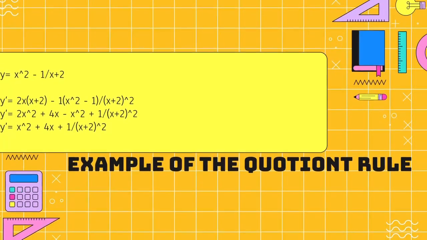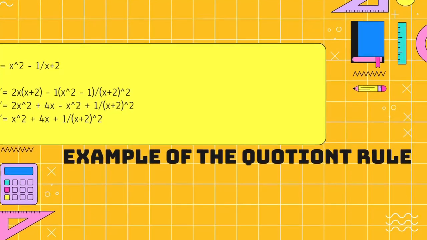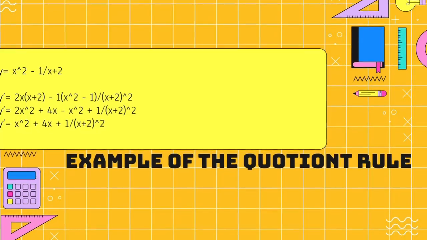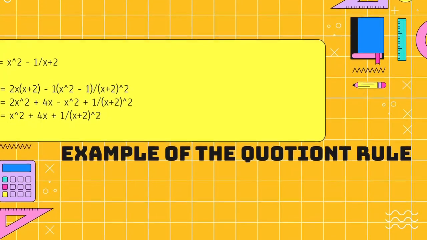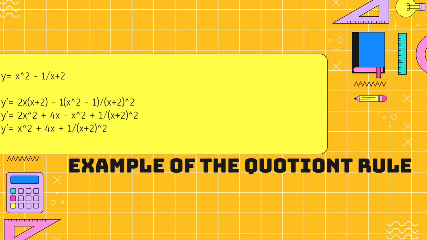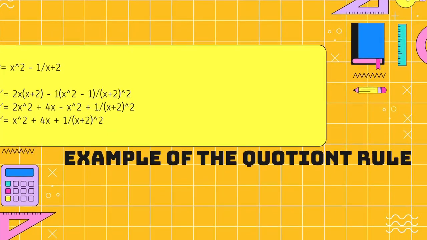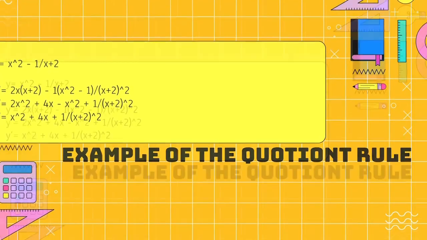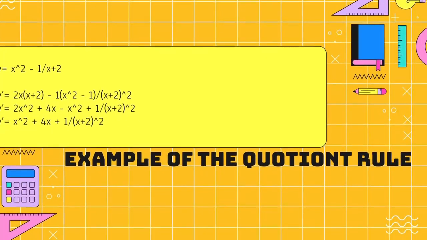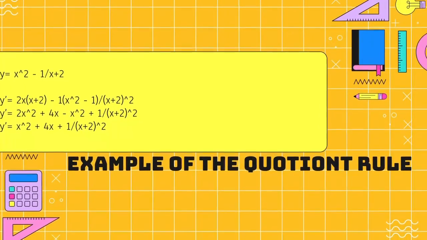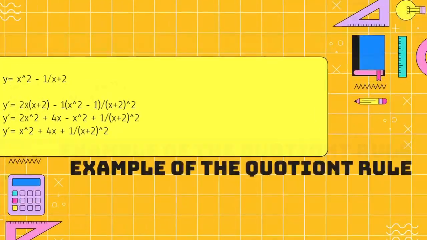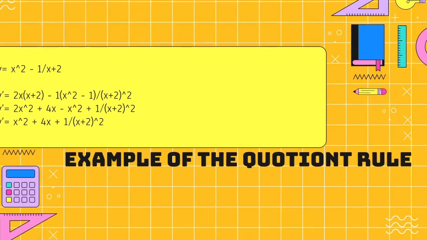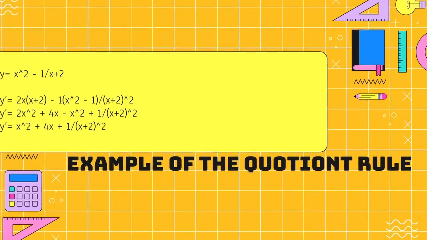All we should do now is simplify and multiply. It will be multiplying 2x times x plus 2, which will give us 2x squared plus 4x, and then multiplying minus 1 times x squared minus 1, which will give us negative x squared plus 1, and divide all that by x plus 2 squared. We're just gonna keep that for now because it's not important.